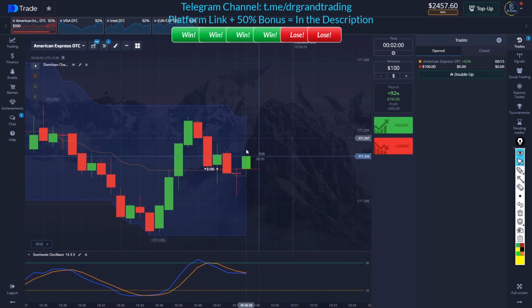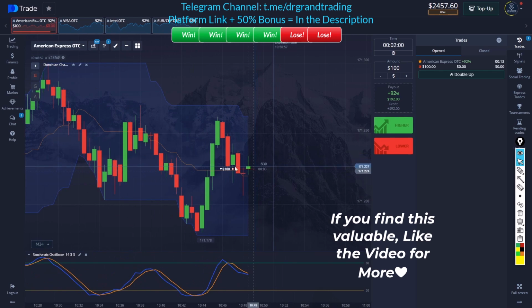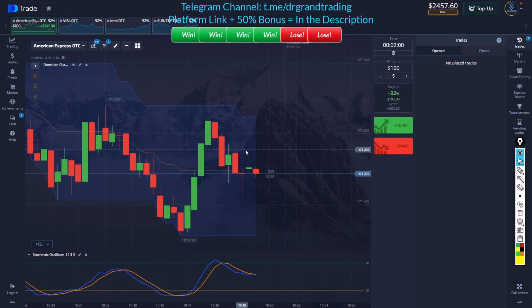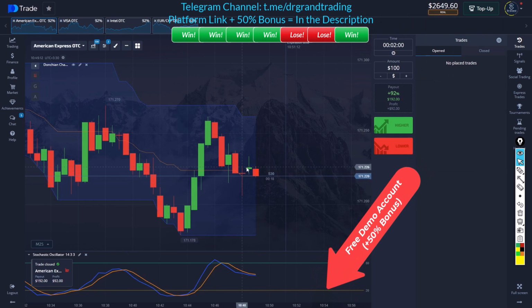Okay, even if you lose this one, you still have to look for good trends. When you lose a good trade like this, don't get disappointed, just keep looking for good trades again. Okay, that was a winning trade. Nice. That was really close, but thank God that was a winning trade.